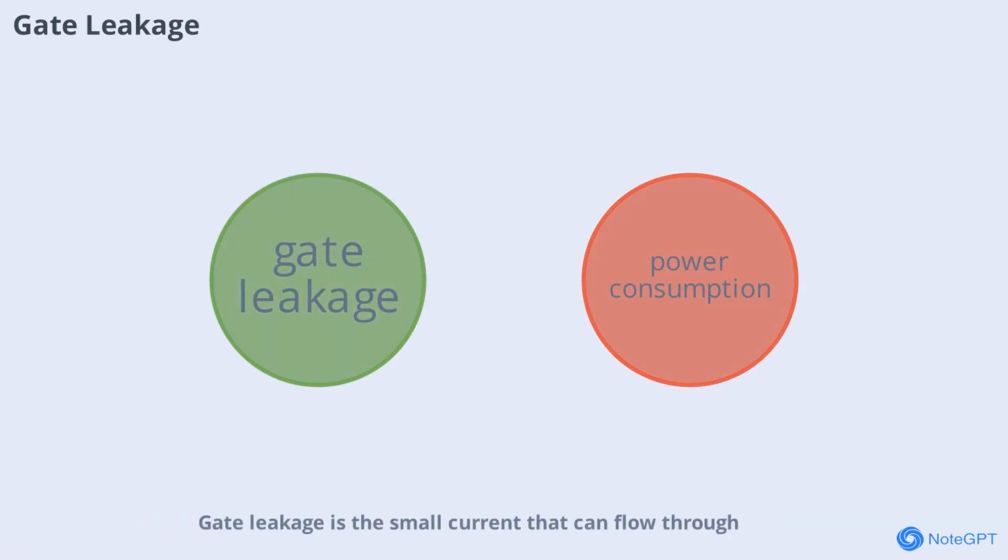Gate leakage is the small current that can flow through the gate oxide due to imperfections or high electric fields. While MOSFETs are designed to minimize gate leakage, it can become significant in advanced, miniaturized devices. Excessive gate leakage affects power consumption and reliability, so engineers must monitor this characteristic, especially in low-power and high-density applications.